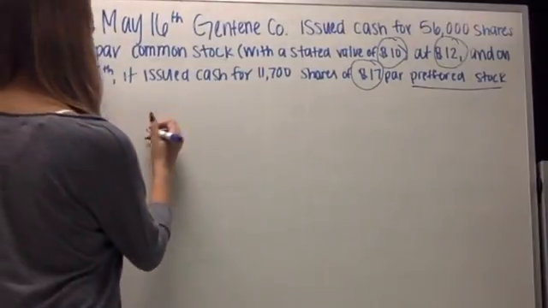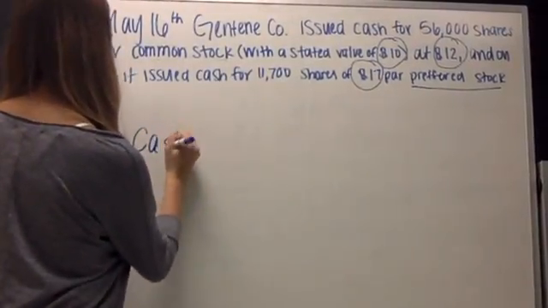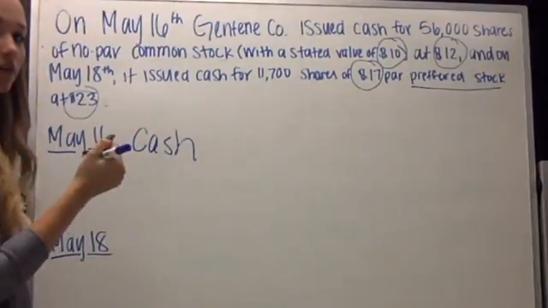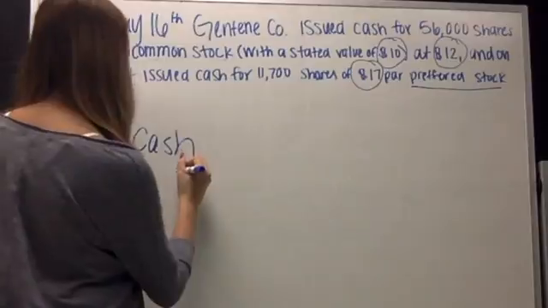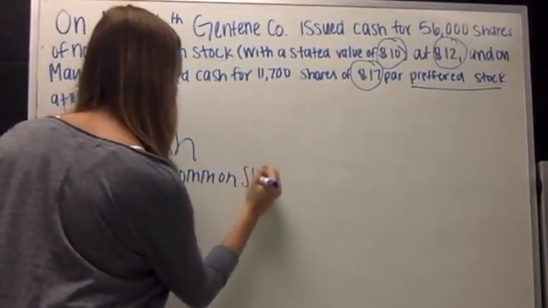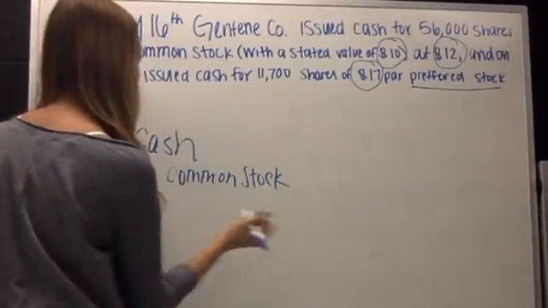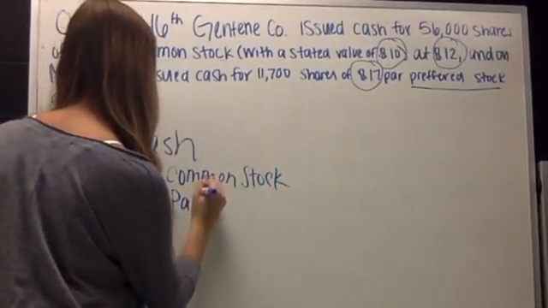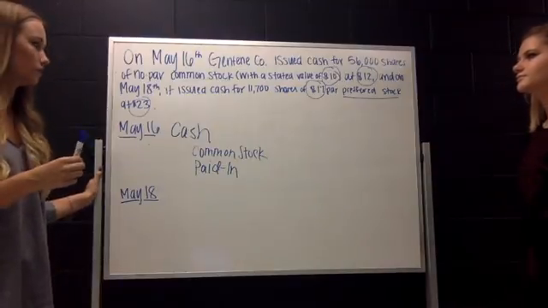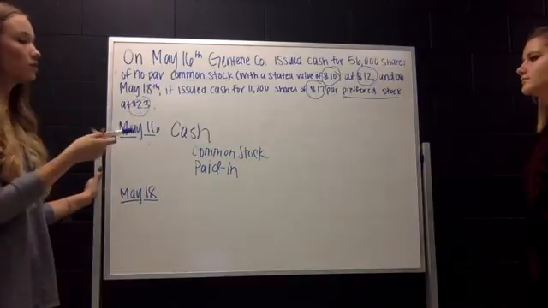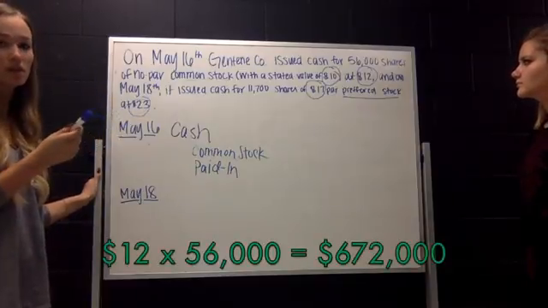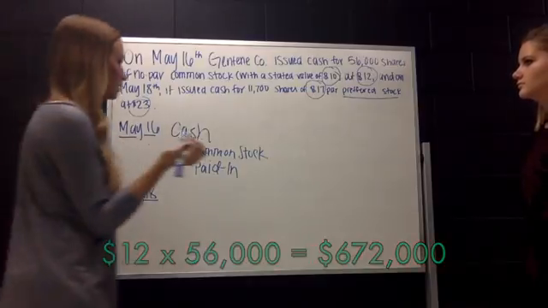Since the company is issuing cash, our account right here is going to be cash. And then underneath that, we have to look at the difference between the par value and the value that the cash is being issued at. So first we have common stock, since that's what we're looking at right now. And underneath that, we have paid in, which shows the difference. For our values, we're going to have to look at the stated value and the value that it's being issued at. So for cash, since we're issuing it at $12, we're going to do 12 times the number of shares, which is 56,000, and that gives us $672,000.